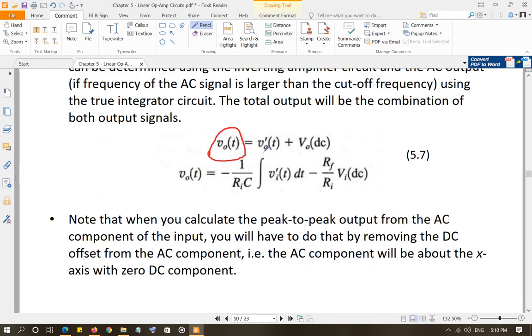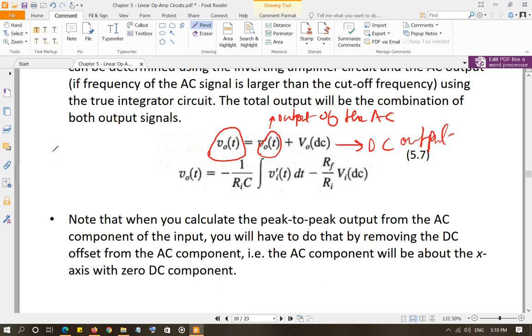So your output voltage is going to be V out dash T. Basically, V out dash T is what? The output of the AC component plus the output of the DC component. So that's going to be the sum of both, and you can calculate both of them separately. V out dash T is going to be 1 over R input C times negative V input dash T, where V input dash T is the AC component of the input. Remember to remove the DC from that.